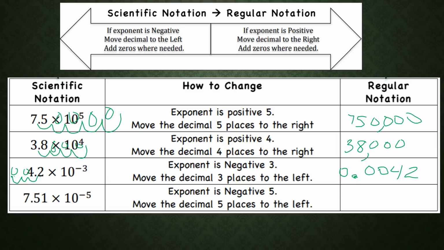And then 7.51 times 10 to the negative 5th. I will go ahead and rewrite this one down here. So I want to go 5 to the left. So 1, 2, 3, 4, 5. So I'm going to need 4 zeros. 1, 2, 3, 4, 7, 5, 1. Oh, I forgot the 1 down there.